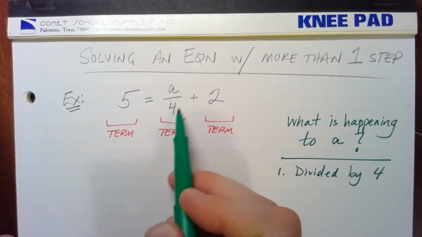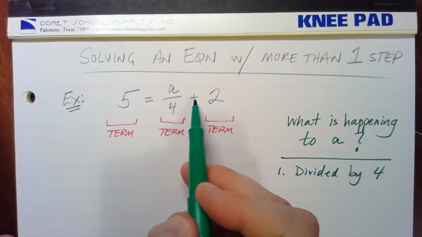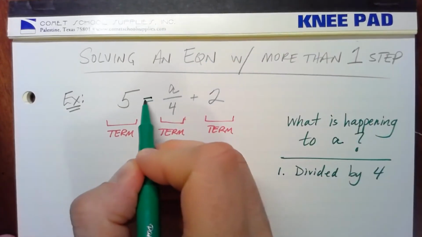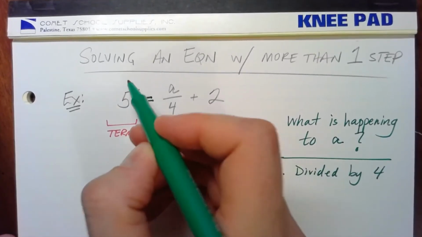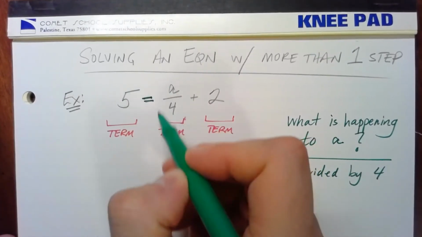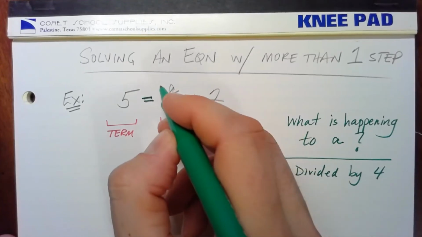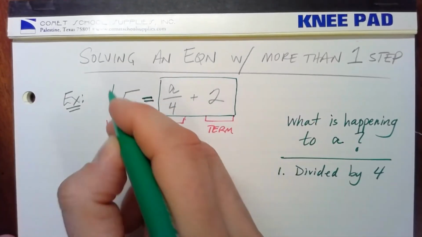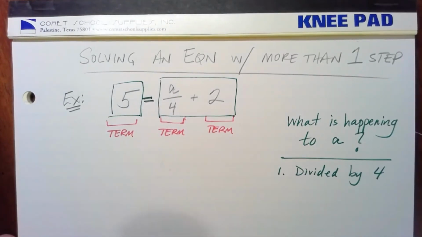And then after all of that happens, then what's happening to it? Added by 2. And of course, I'm separating this. The equal sign is helping me separate the left-hand side from the right-hand side, right? And so we're only looking at what's on one side of the equal sign here, and then this is on the other side. And so those two sides are equal to each other.